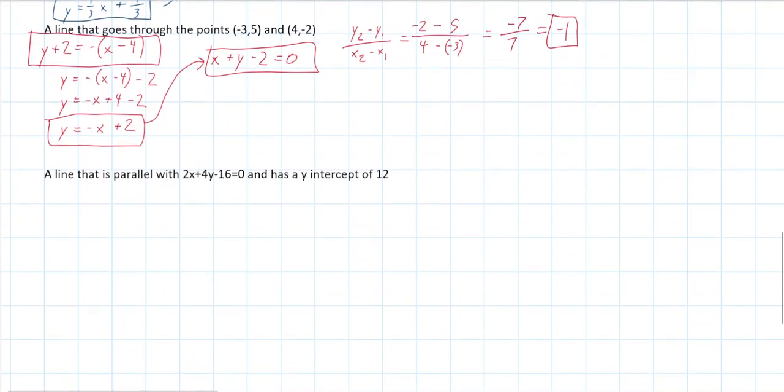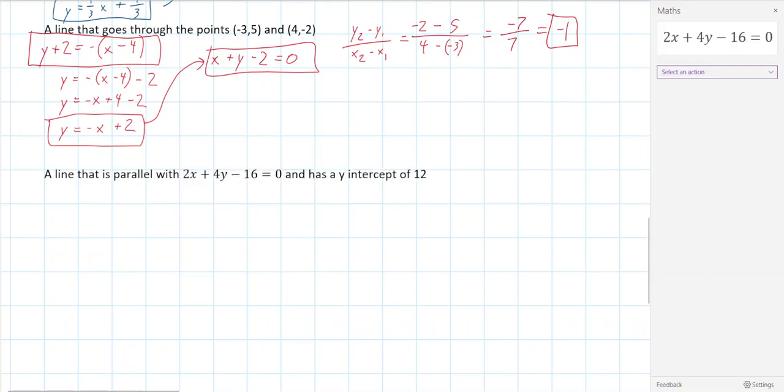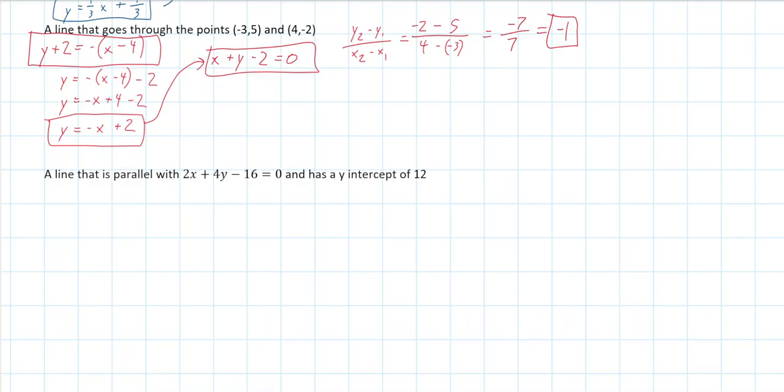Okay, and our last question for this video, a line that is parallel to this. Actually, before we do that, let's make it nice and mathematically pretty. So a line that is parallel to that has a y-intercept of 12. So come up with all three equations.